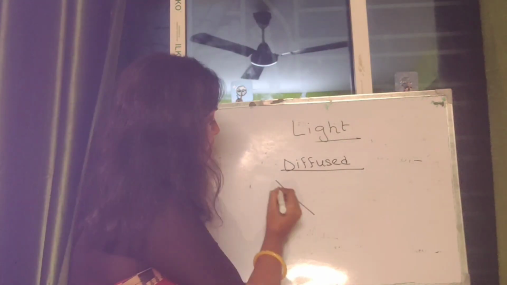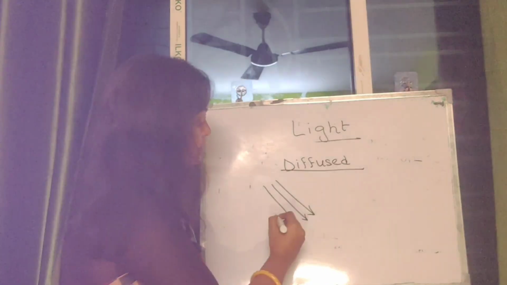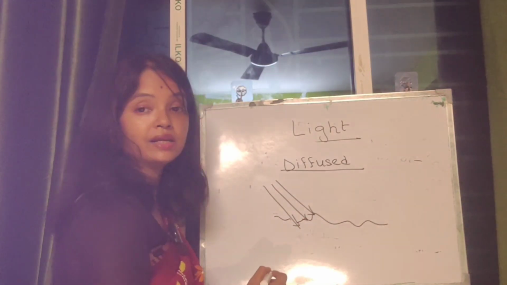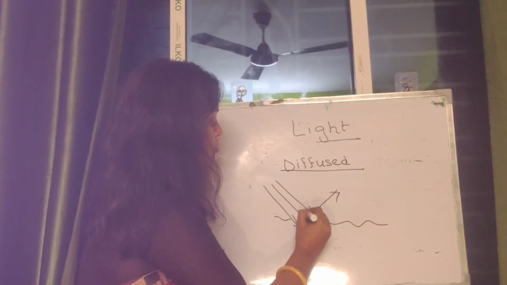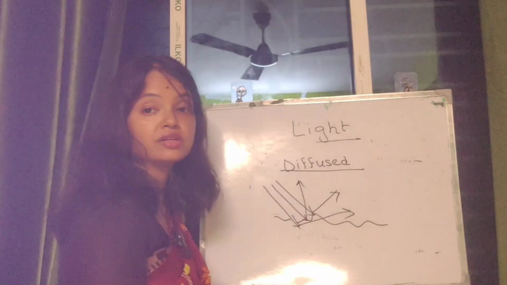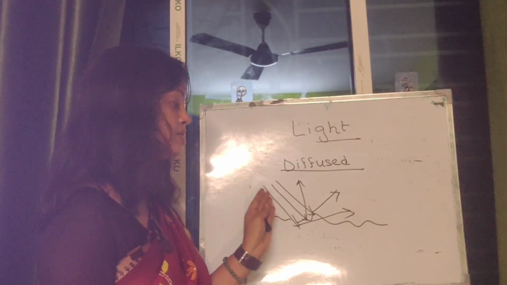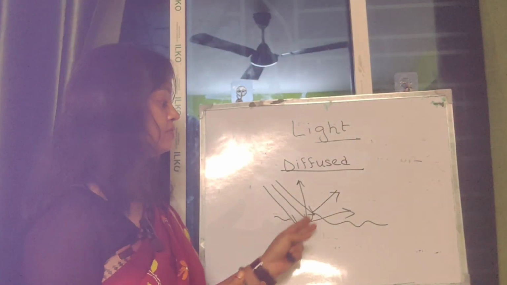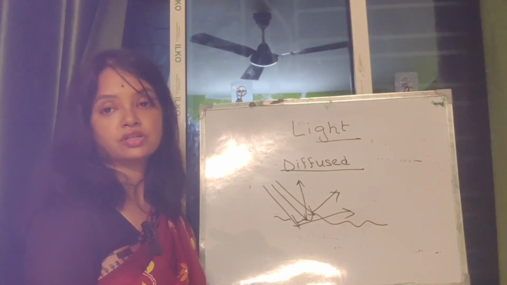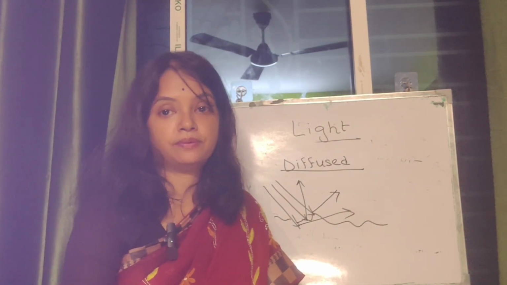Whenever incident rays fall on a very rough surface, then the parallel reflected rays are also scattered in different directions. This is called diffused reflection. That means whenever incident rays parallelly fall on a rough surface, after reflection, the reflected rays are getting scattered in different directions, and this phenomenon of reflection is called diffused reflection.